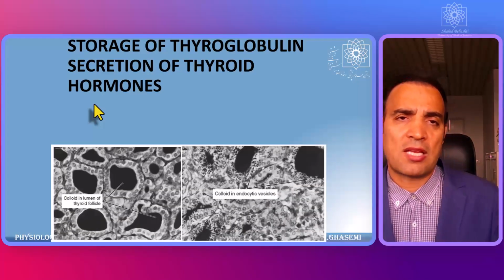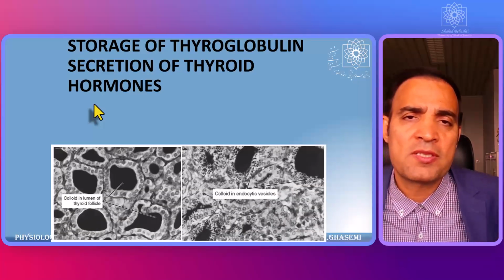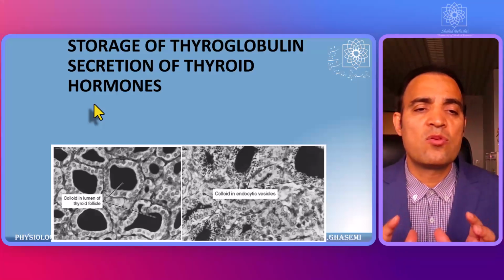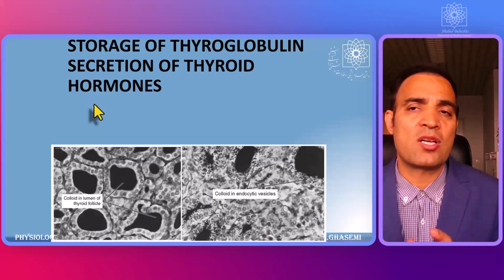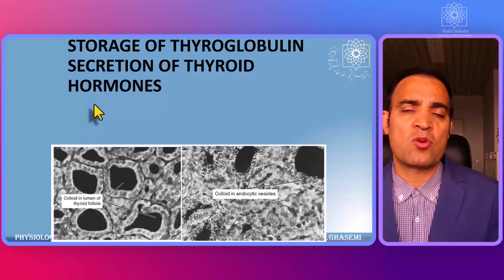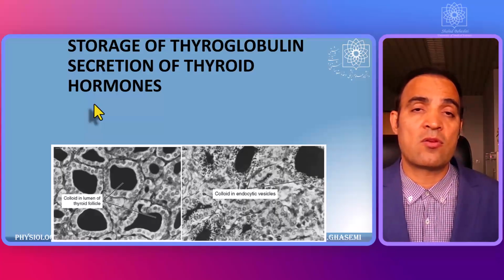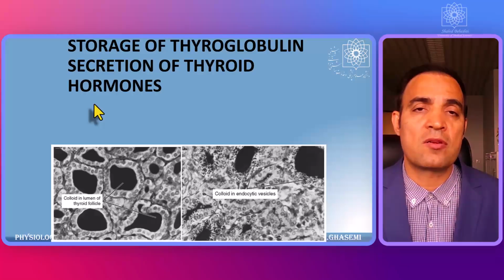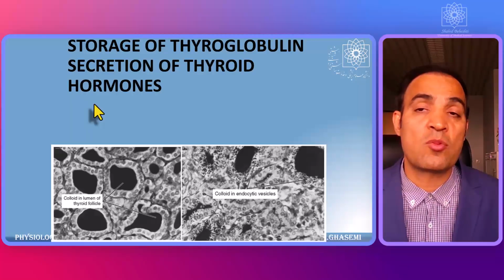Now that we have talked about some principles of the thyroid hormone, let's talk about the storage and secretion of thyroid hormones, and also the transfer of the thyroid hormone inside the blood.